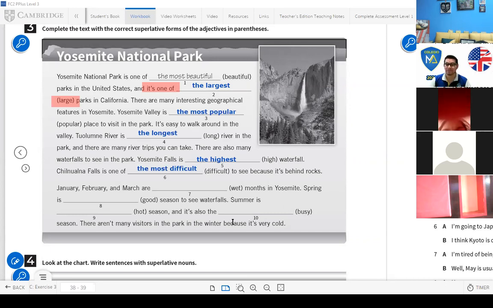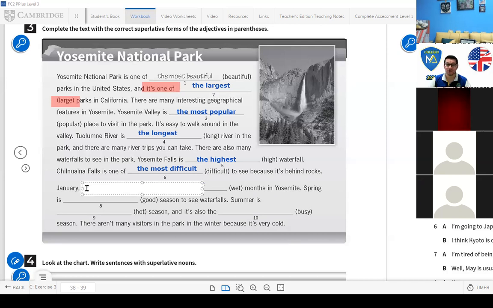January, February, and March are, dice, wet, most in Yosemite. This is a superlative, the wettest, right? It's the wettest months in Yosemite, ¿no? Son los meses más lluviosos o mojados, ¿no? Spring is the season to see the waterfall.